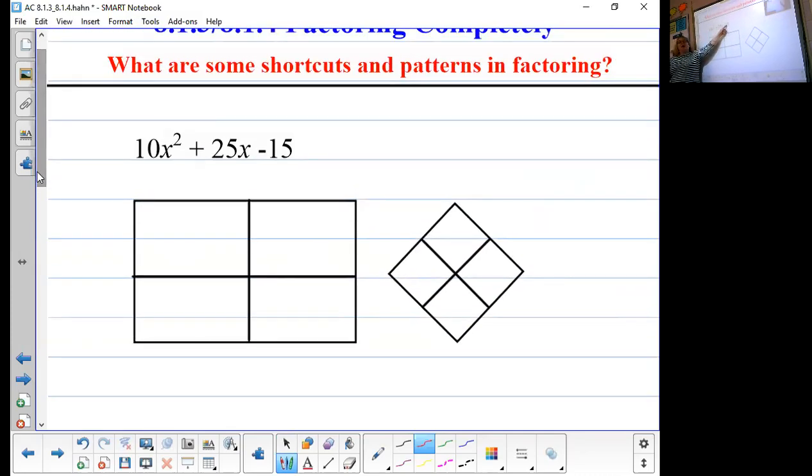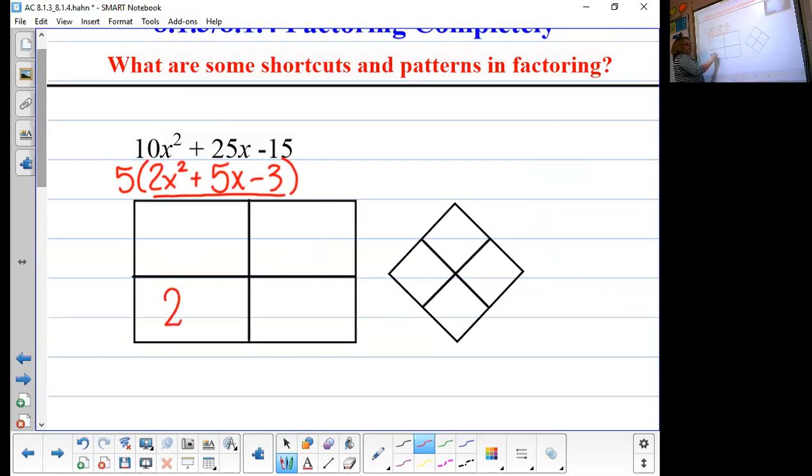Do you notice that all of these have a greatest common factor? 5. So what I'm going to do is I'm going to rewrite this. I'm going to divide each of these by 5. And when I divide this one by 5, I get 2x squared. And when I divide this one by 5, I get 5x. And this one by 5 is negative 3. Now this is what I'm going to put into my area and my diamond.